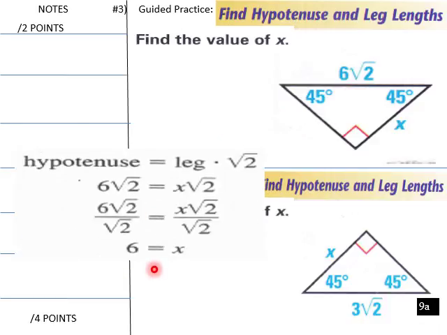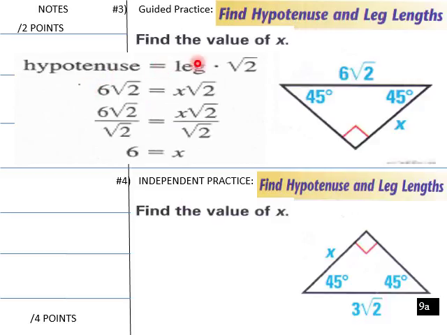Okay, welcome back with our solutions. Hypotenuse equals leg times square root of 2. So we know our hypotenuse, 6 times square root of 2 equals x times square root of 2, yes? To find x is what we're after here. We divide through again by square root of 2, and we get 6 equals x, so that would be 6, and this would be 6.